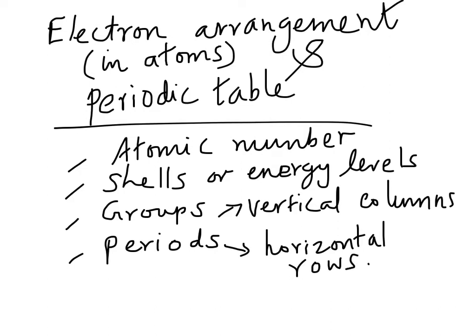Move on to the next page to learn more about how the electrons are arranged in different atoms and in different elements, and how this is connected to how the periodic table is organized, and in a way how it is then connected to their chemical properties.